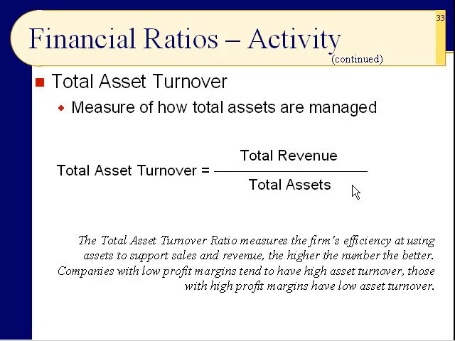The higher the number, the better. Companies with low profit margins tend to have high asset turnover. That's the grocery stores. And those with high profit margins have low asset turnover, cars or nuclear aircraft carriers. Right, exactly. Cool. So those are the activity ratios.